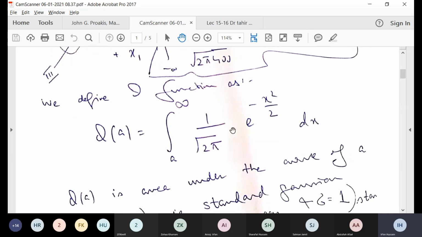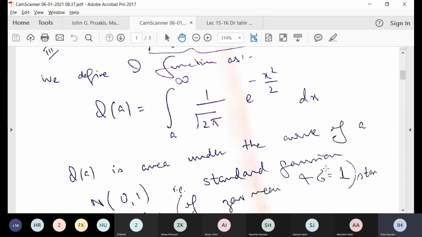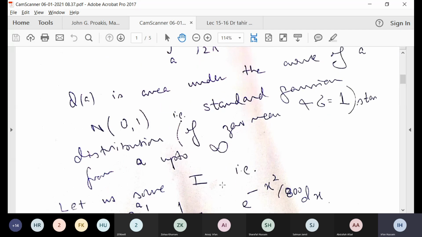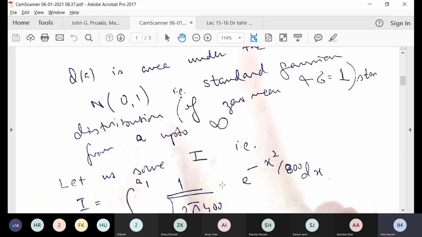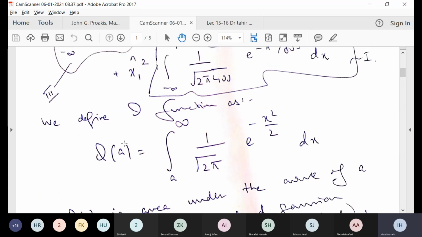This is the Q function. So the Q function is also the area under the curve of the standard Gaussian, and that is all I have written here, going from A up to infinity. A little bit different, but this is used in industry a lot. So now we try to solve this one. This is also a definition of the Q function.